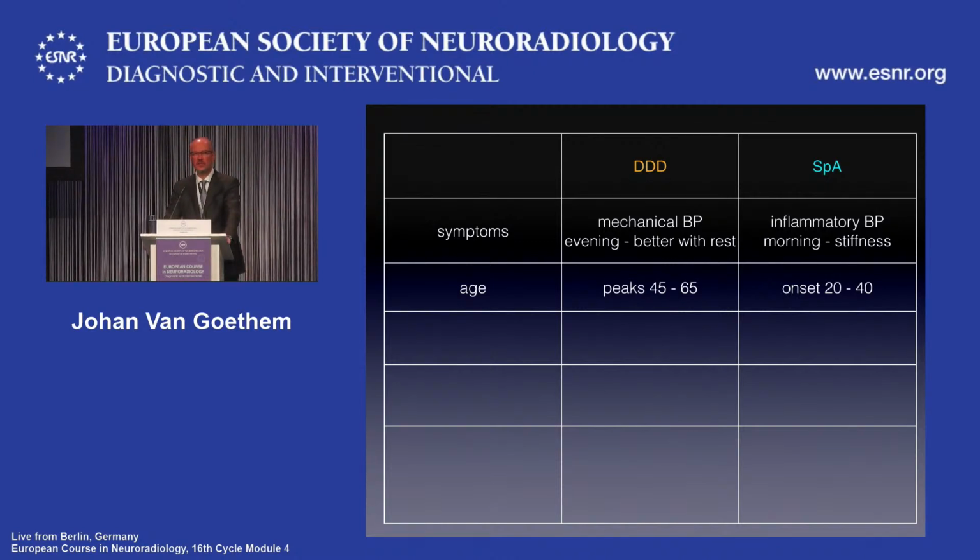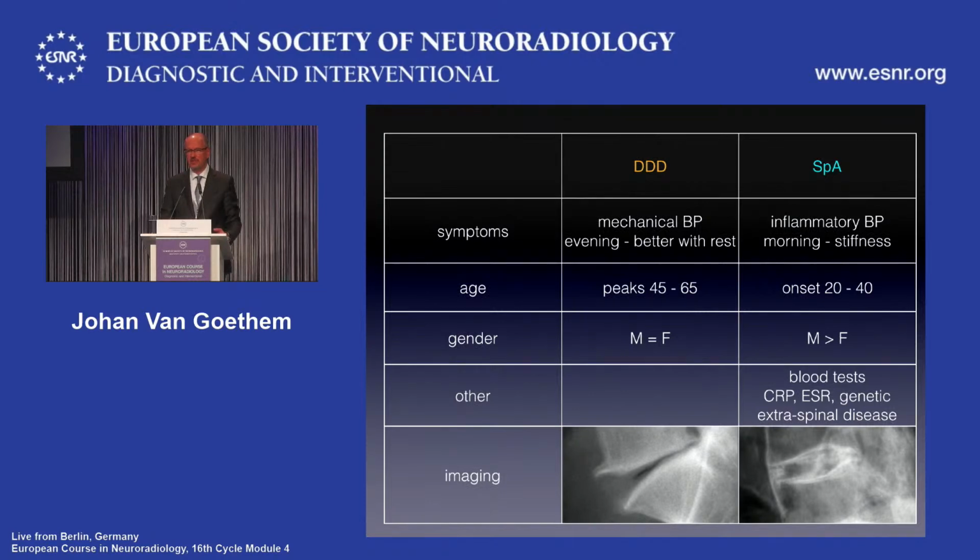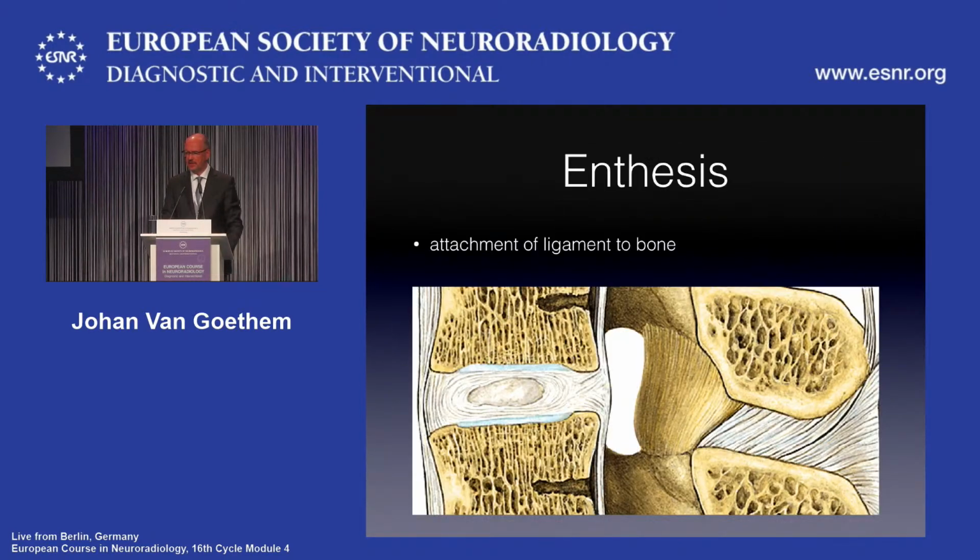Onset is different. Degenerative disc disease is usually after 45. SPA is like between 20 and 30 up to 40. The gender in degeneration is about the same between males and females. In the SPAs, it's more males. And there are other things like blood tests, CRP, inflammation, ESR, looking at genetic factors in SPA. And the imaging is different, and we'll focus on the imaging a little bit later.